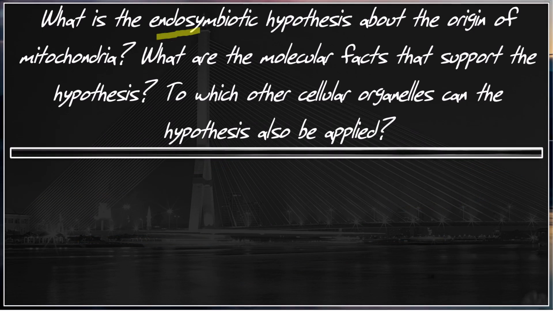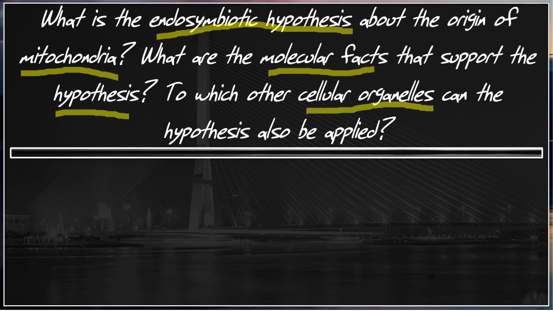What is the endosymbiotic hypothesis about the origin of mitochondria? What are the molecular facts that support the hypothesis? To which other cellular organelles can the hypothesis also be applied?